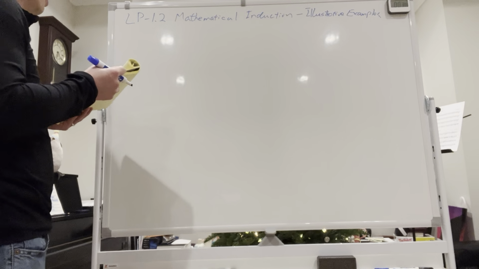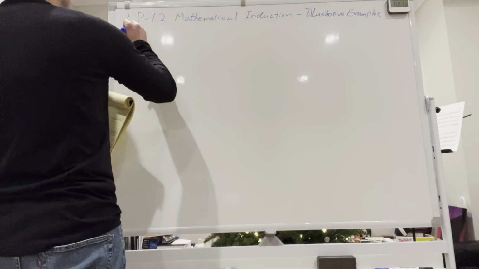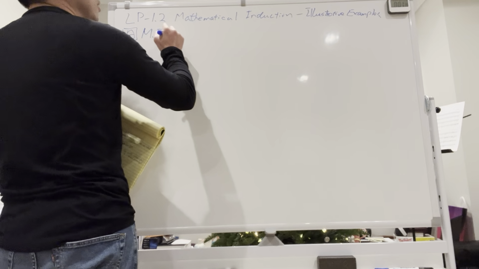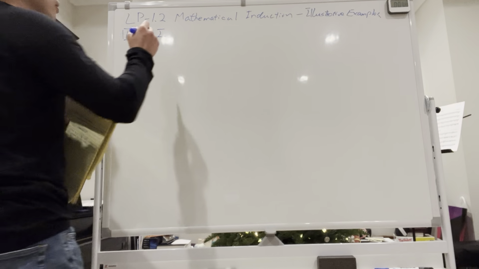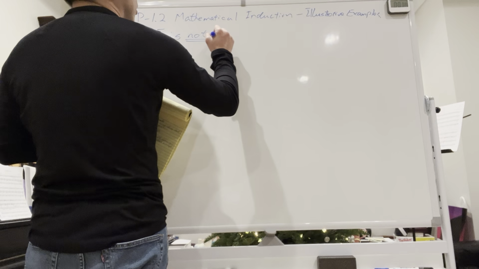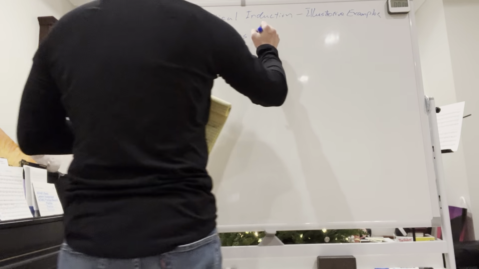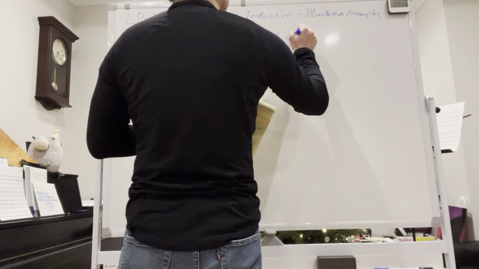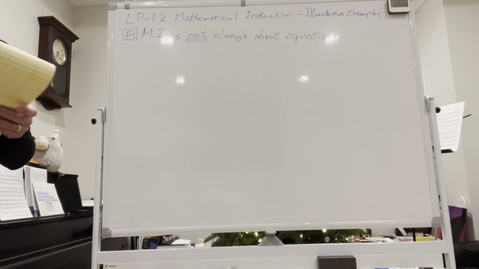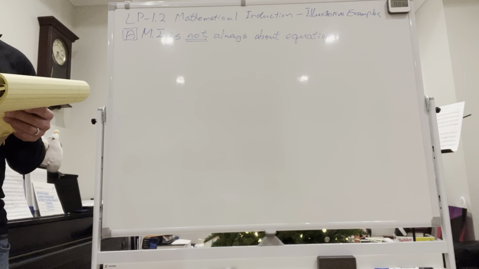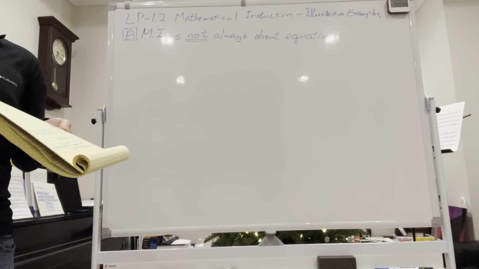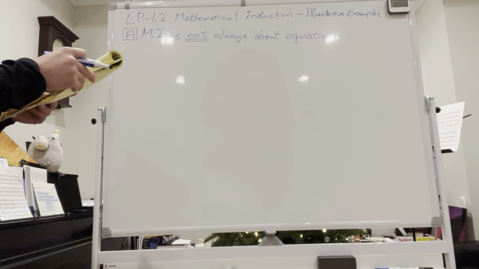Okay. So the first one is... I'm also going to start using the shorthand MI to mean mathematical induction. The first point I want to make is mathematical induction is not always about equations. Okay? I remember after I learned mathematical induction in high school, one thing I walked away with is that mathematical induction is always about a summation, and then there's a formula. So the first thing I want to clarify is that it is not always about equations.